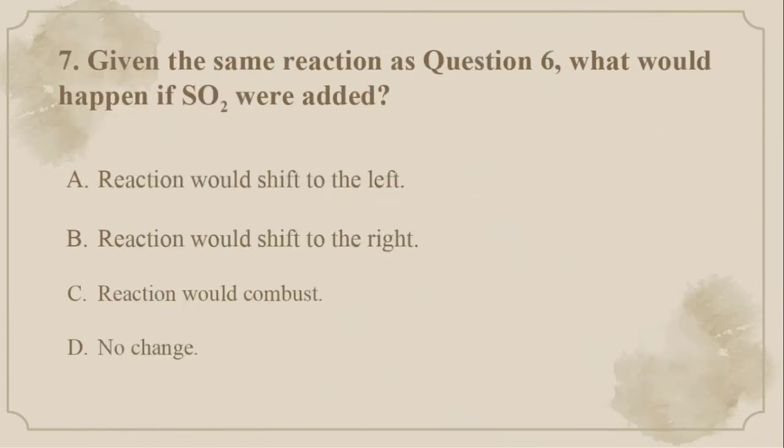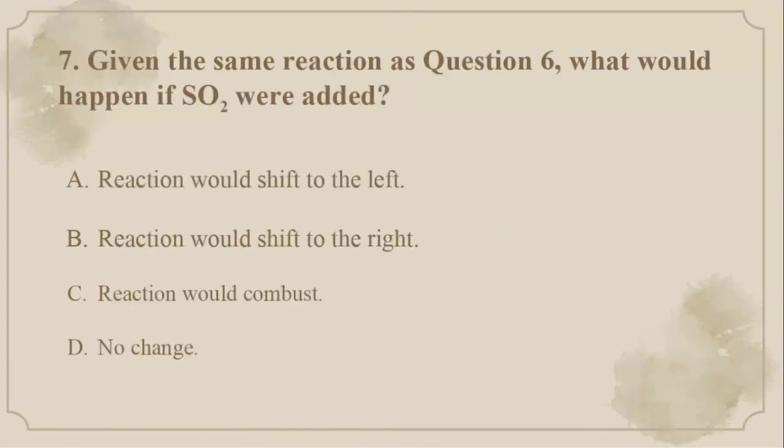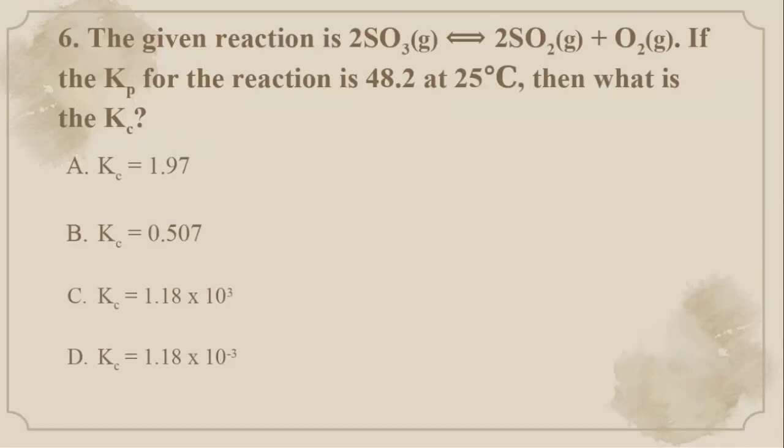Okay, next one. So given the same reaction as question 6, let's go back to question 6 for a second. So given the same reaction as question 6, what would happen if SO2 were added? So let's go back and see where SO2 is. Here it is on the right side, so add it. What happens if we add something to the right side? Yeah, you've got a leftward shift. Exactly. So you want to rebalance it. You're adding more to the right side, so it shifts left to add more to the left side.